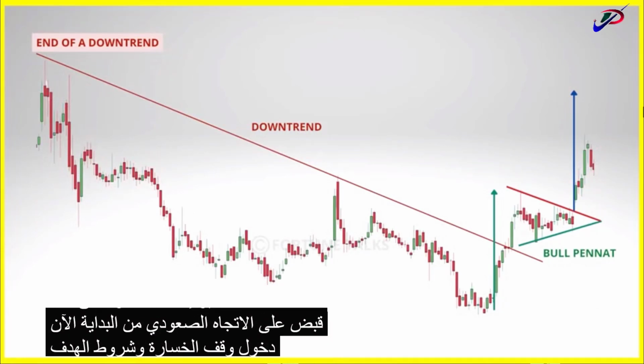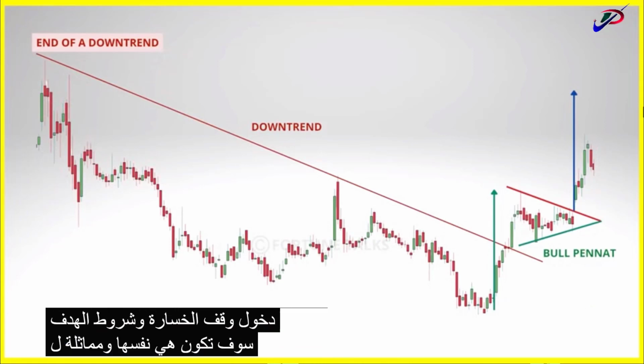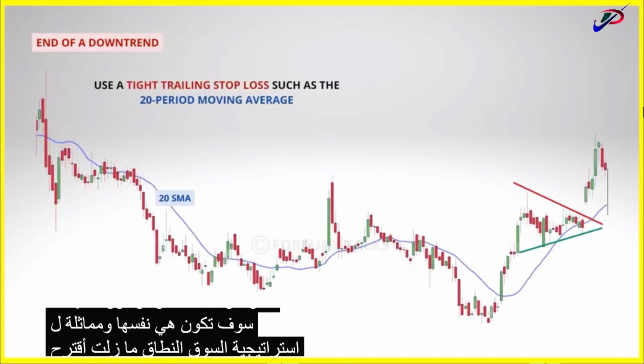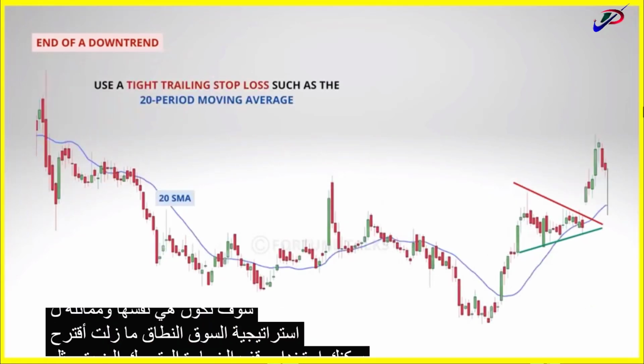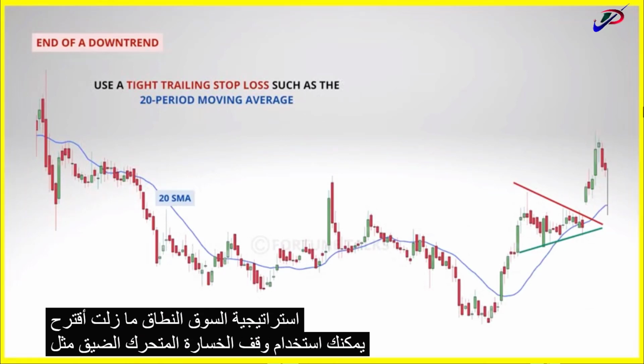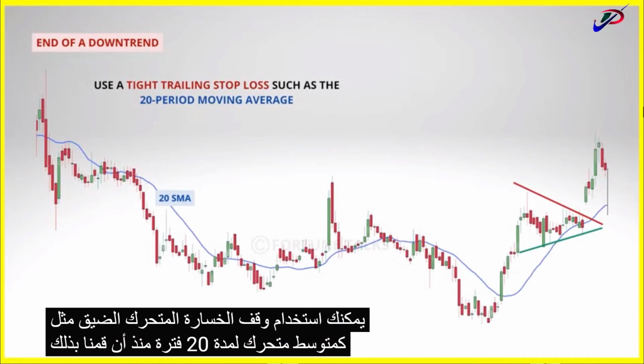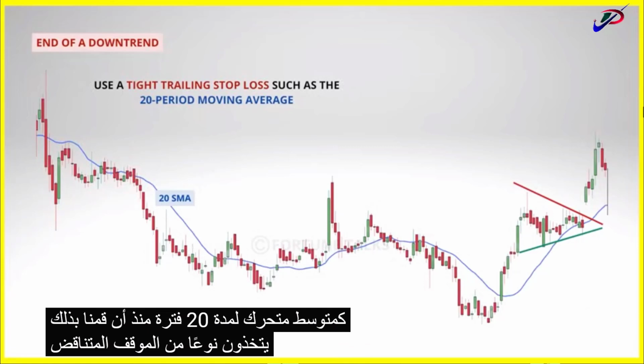Now the entry, stop loss and target conditions will be the same, and similar to the range market strategy, I still suggest you use a tight trailing stop loss such as a 20 period moving average, since we are taking sort of a contrarian position.